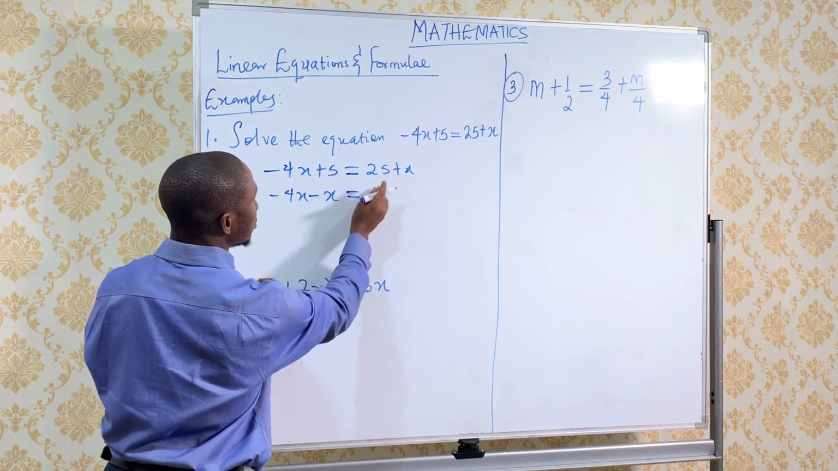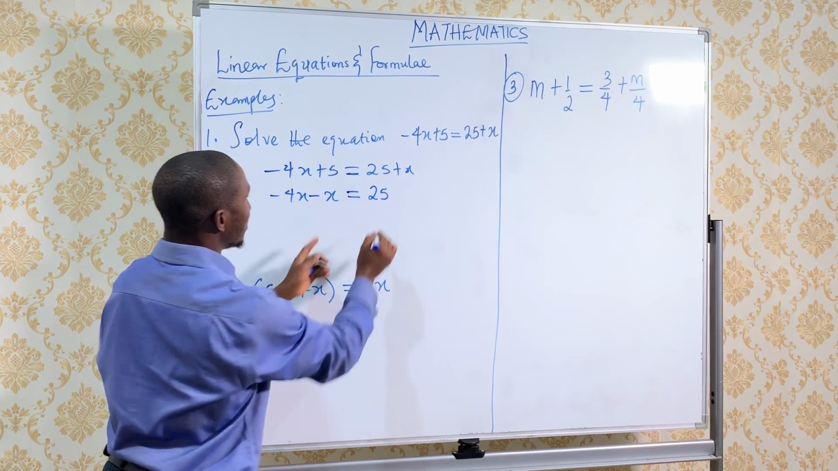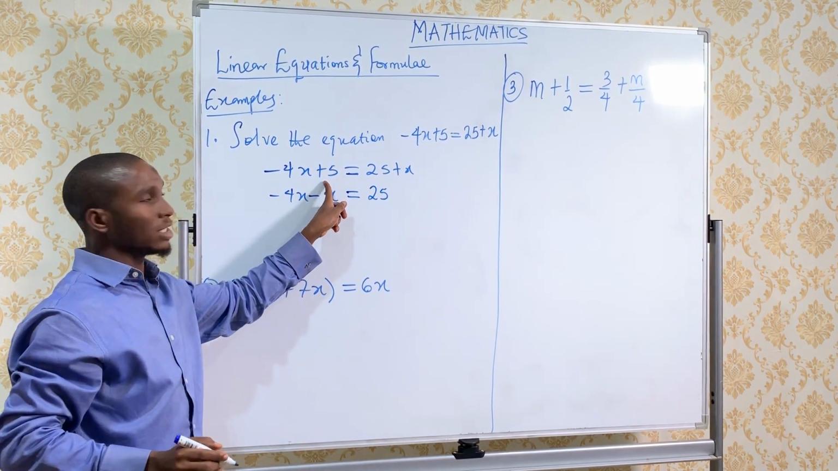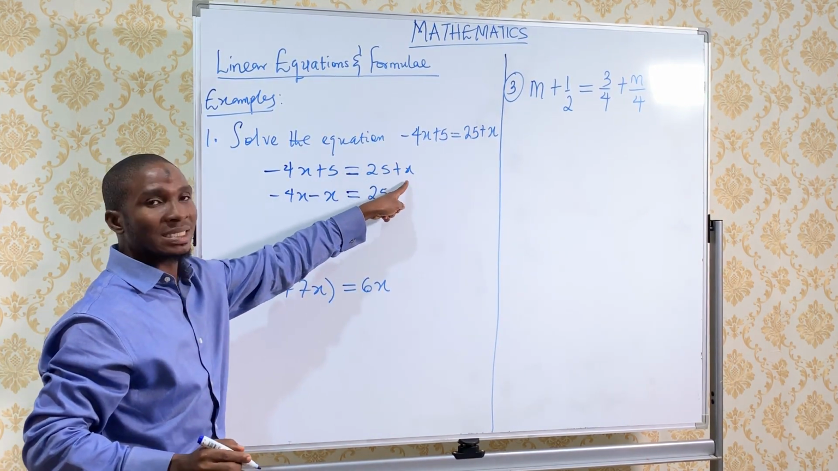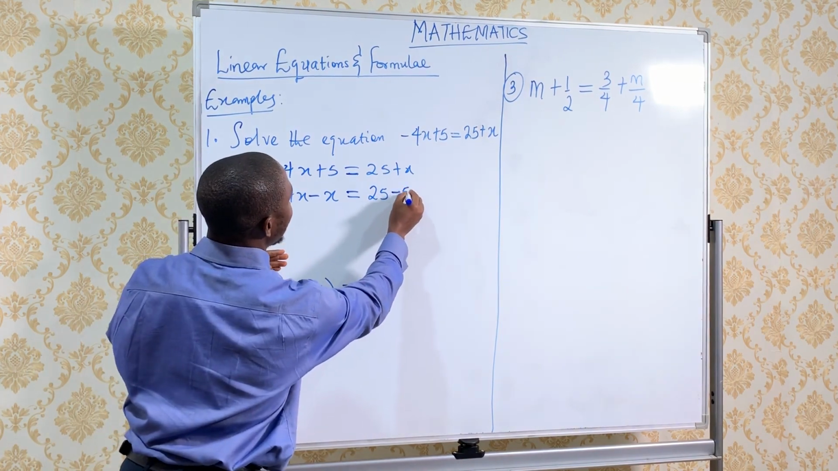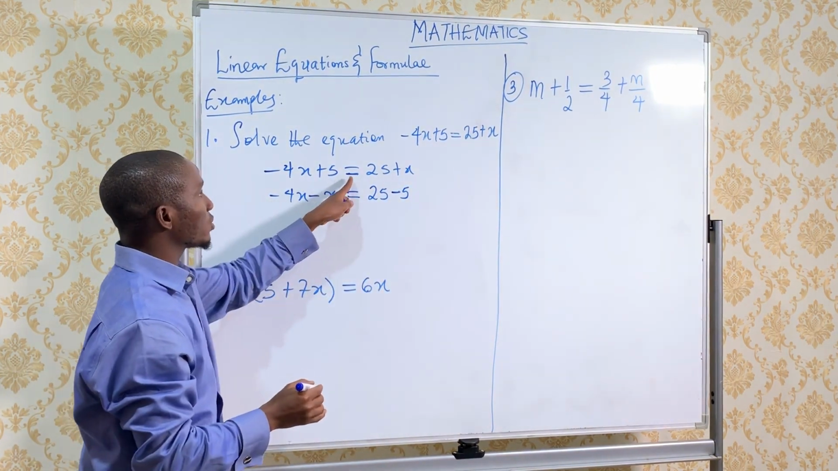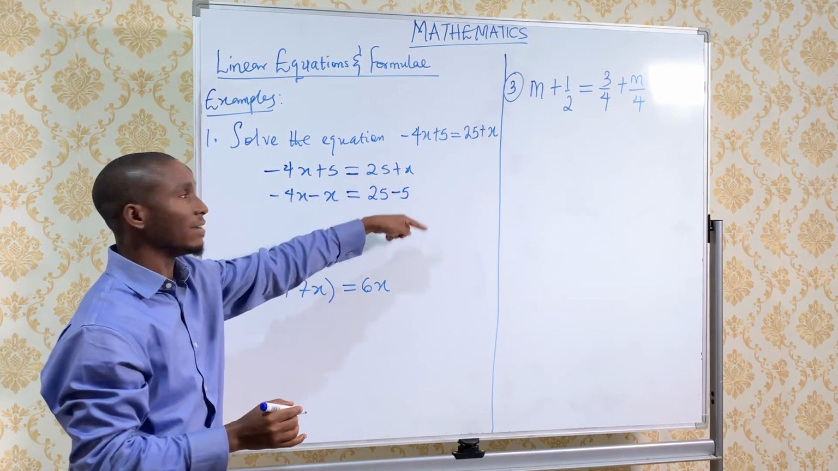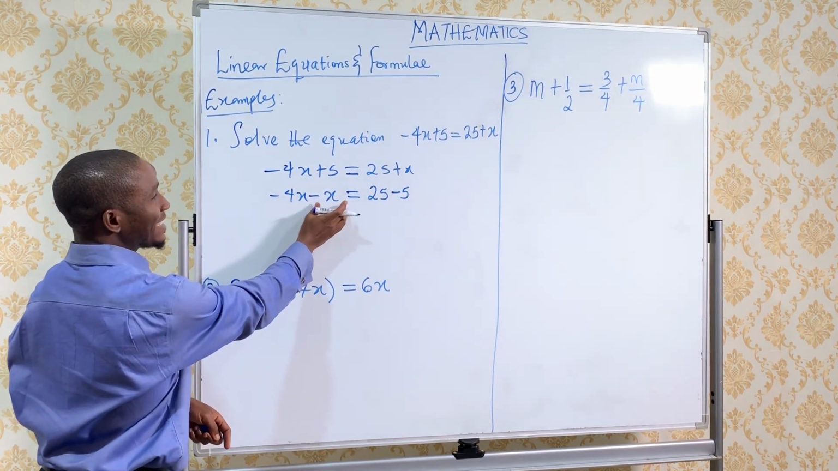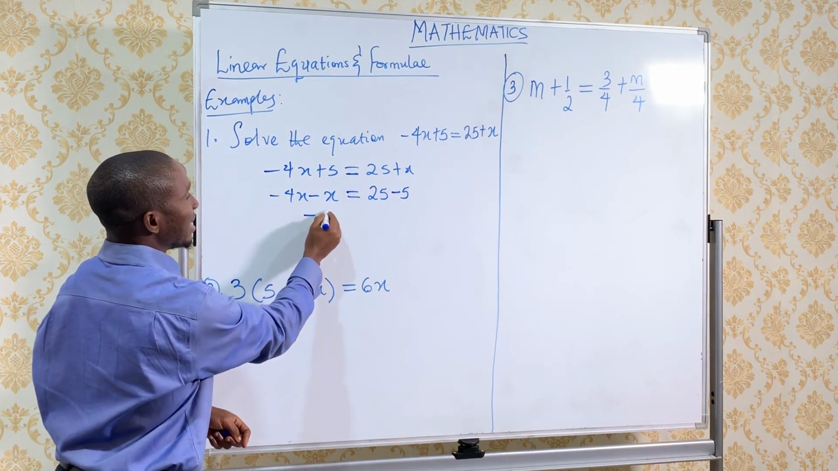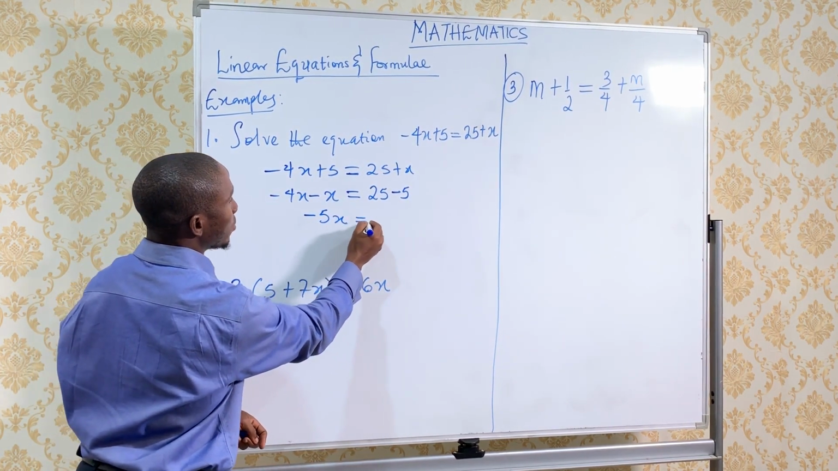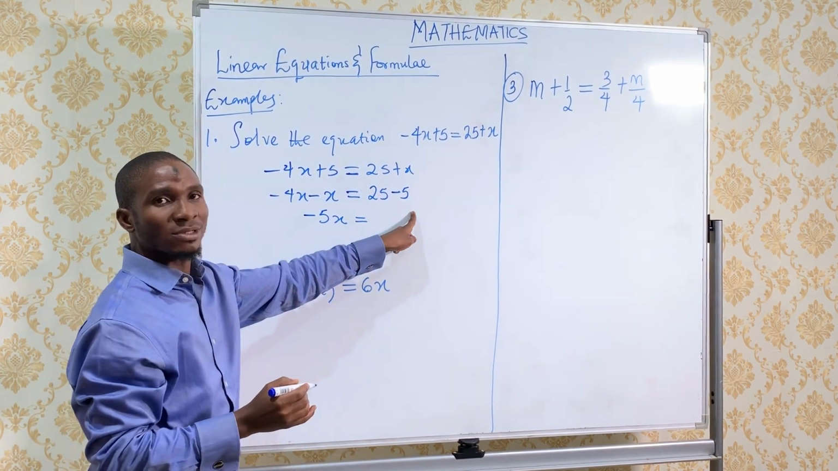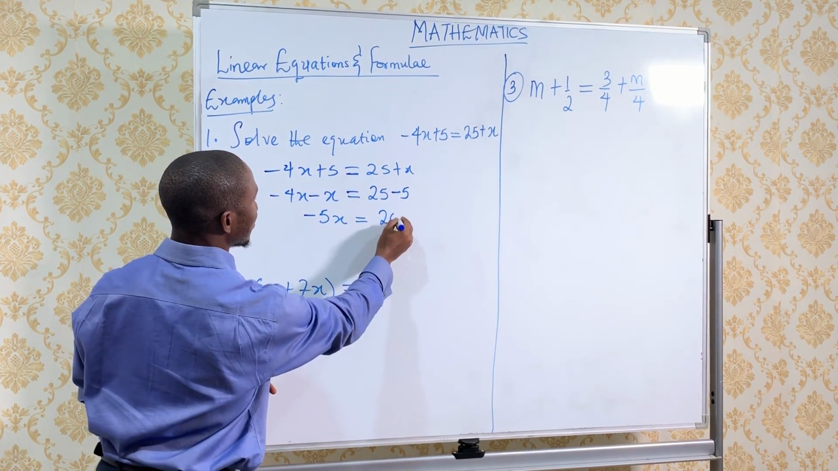Now equals to, this is 25, it's still here. Now I want to move 5. This is plus 5. When it comes to this side, it becomes minus 5. That is, plus 5 is crossing this bridge, so the sign is changing from plus 5 to minus 5. Now, minus 4x minus x gives us minus 5x equals 25 minus 5, which gives us 20.